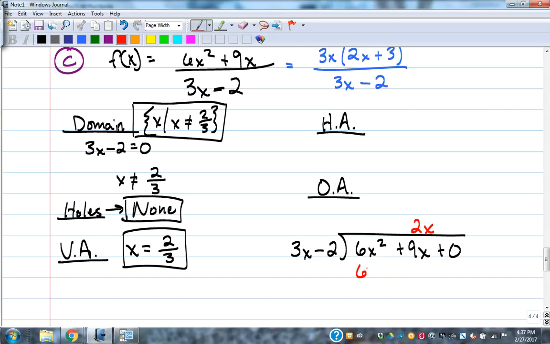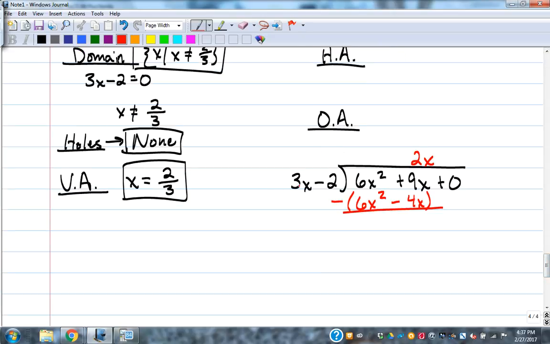So it'd be 6x squared minus 4x, and subtract. The x squareds go away, and 9x minus negative 4x, so it'll be 13x positive. A little bit more difficult here. 9 minus a negative, double negative makes a plus. That's where I'm getting that. Then that sign change would kind of catch a few of us. Now, kind of tough here.